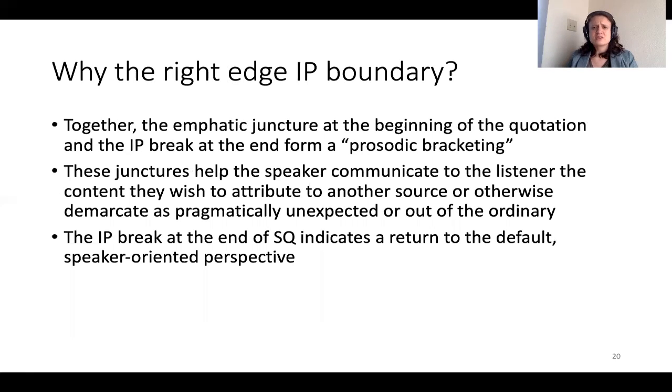So why the right edge IP boundary? Together, the emphatic juncture at the beginning of the quotation and this IP break at the end form a prosodic bracketing. These junctures help the speaker to communicate to the listener the content they wish to attribute to another source or otherwise demarcate as pragmatically unexpected or out of the ordinary. The IP break at the end of the subclausal quotation indicates a return to the default speaker-oriented perspective.